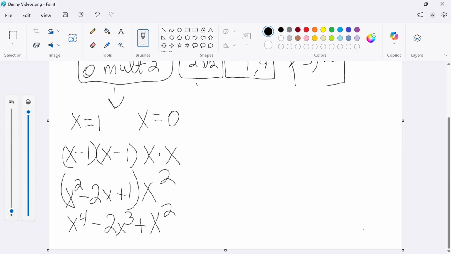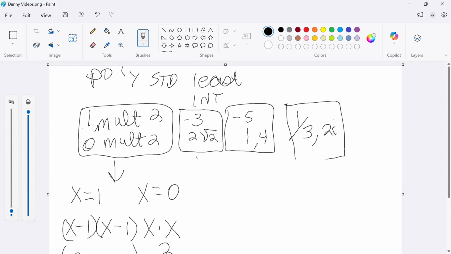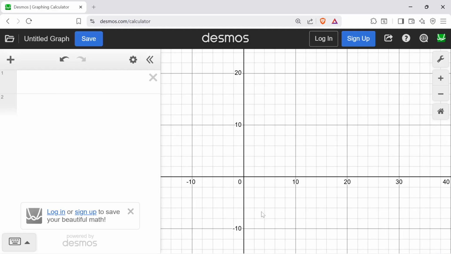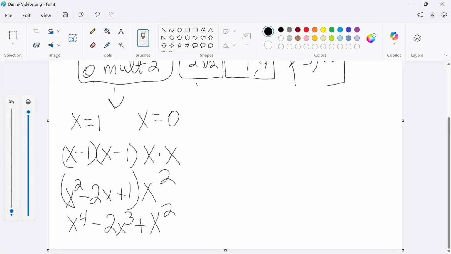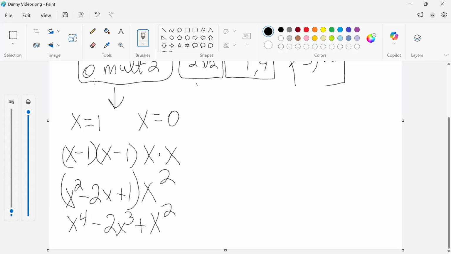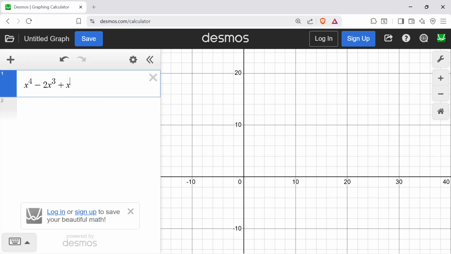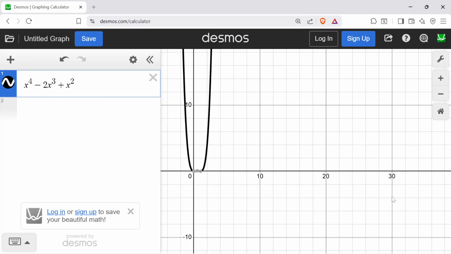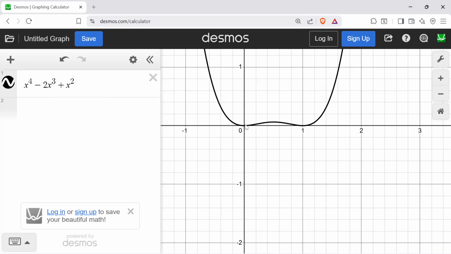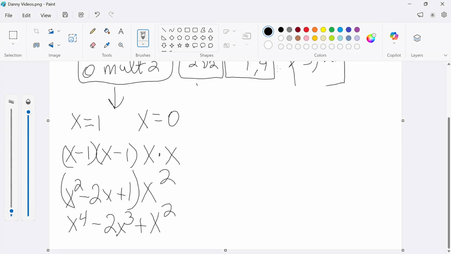And you can plug that into a calculator to make sure that it has 1 multiplicity 2, 0 multiplicity 2. Let me do that. If I find Desmos, I'm going to do x to the 4th minus 2x cubed plus x squared. And I'm going to have to zoom way in here. You can see it bounces off twice. It bounces off at x equals 0, bounces off at x equals 1. So that's good. Okay, that's that one.